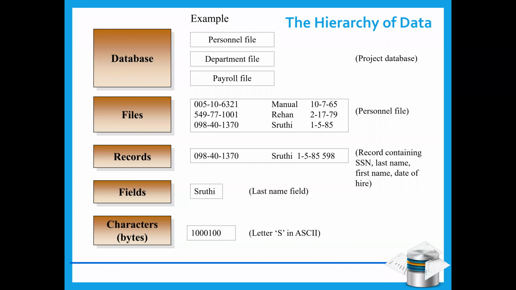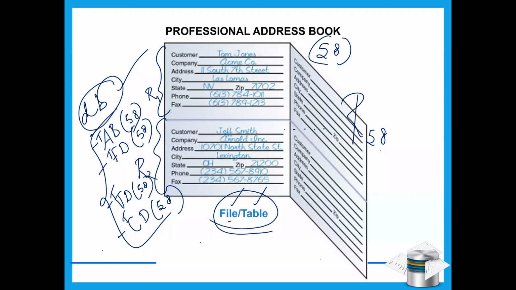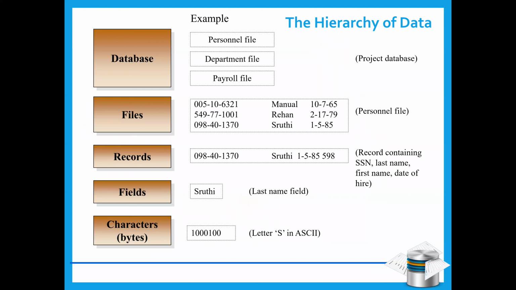So, I've just done a summing up over here. Let's say we are storing details. Character. You know what is a character? S is a character. Or a number is a character, and so on. Okay. Field. I'm talking about a student called Shruti. This I say is a field, the name.